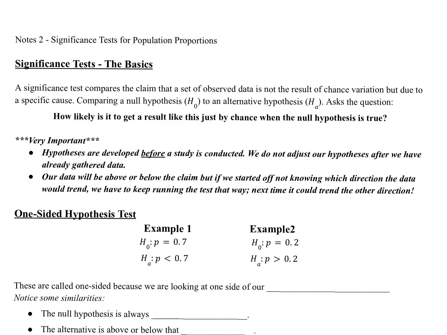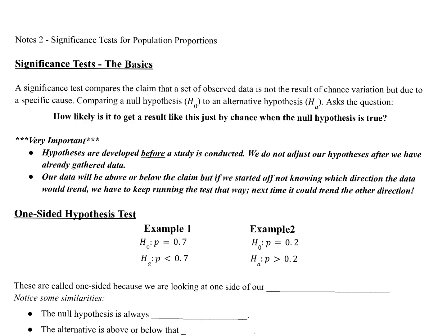In section 2, we are going to talk about significance tests for population proportions. So what a significance test is, it compares a claim that a set of observed data is not the result of chance variation, but due to a specific cause. So we are comparing a null hypothesis called H0 to an alternative hypothesis HA that asks the question, how likely is it to get a result like this just by chance when the null hypothesis is true?